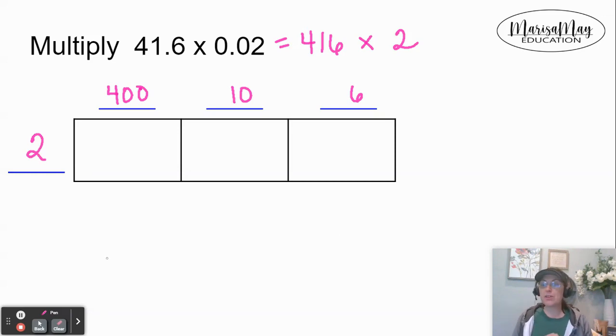Now, when we fill the boxes on the inside, we do that by multiplying. So 2 times 400 would give me 800. 2 times 10 would give me 20. And 2 times 6 would give me 12.